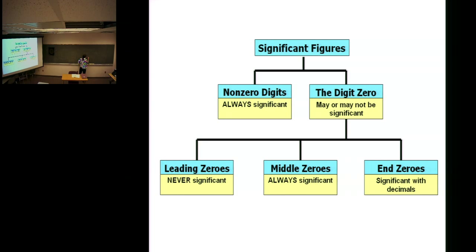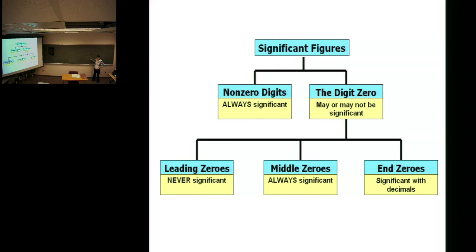Okay, what kind of zeros do I have? Leading, middle, or end? End. So what do we say? End zeros are significant if there's a decimal. Do I have a decimal somewhere? Yep. So that means these zeros are significant. So how many significant figures are there? 1, 2, 3, 4, 5. Does everybody see why there's 5?